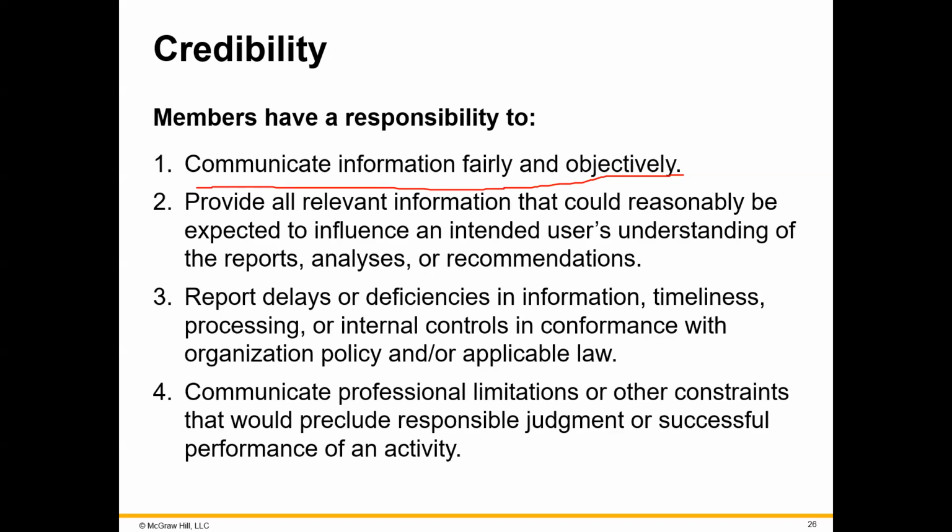If there are any delays in our work, we have to report those delays in conformance with organization policy. And if we have any professional limitations or constraints, we would need to inform the decision makers of these limitations and constraints. So if we are engaged to prepare a certain report or to review certain documents and we don't have expertise in those types of reports and documents, then it's actually our responsibility to not take that engagement. We would need to inform the decision makers that they need to find someone who has that sort of expertise.